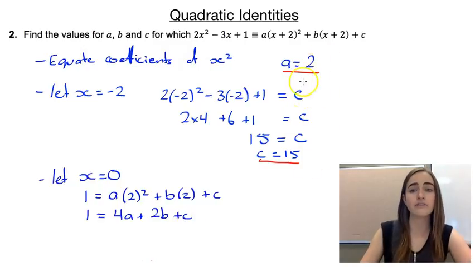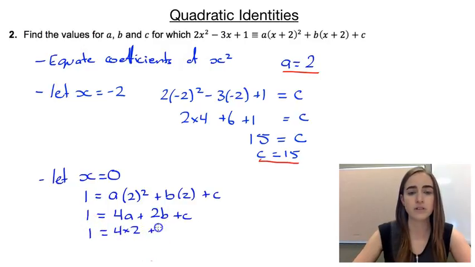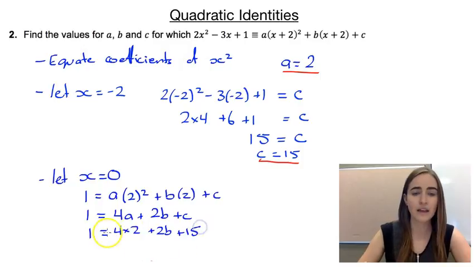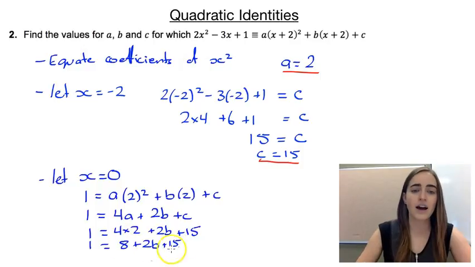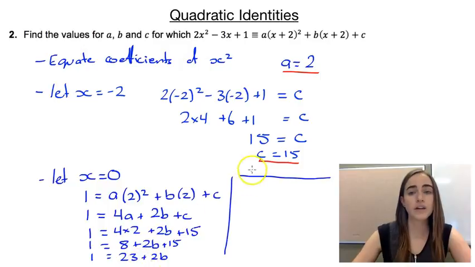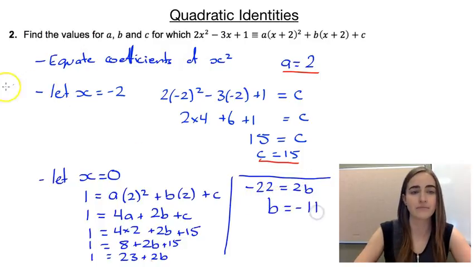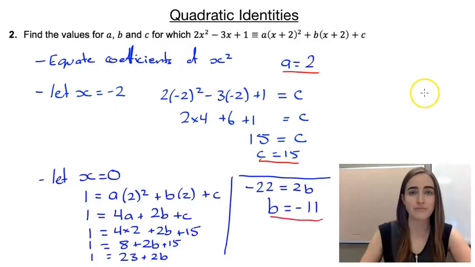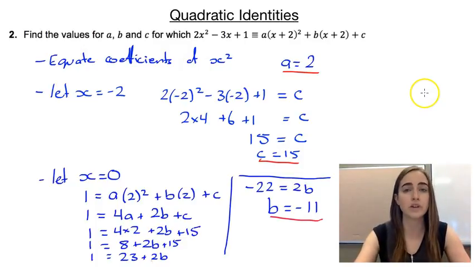Now we know the values of a and c, so we can substitute those in. So we're going to have 1 equals 4 times 2 plus 2b plus 15. And simplifying that, 1 equals 8 plus 2b plus 15. 8 and 15 gives us 23. And I've run out of room, so I'm just going to do it up here. So if we subtract 23 from both sides, then we'd have -22 equals 2b, and then divide both sides by 2, and we're going to end up with b equals -11. So our three values are a equals 2, c equals 15, and b equals -11. So that's two methods for solving problems involving quadratic identities.